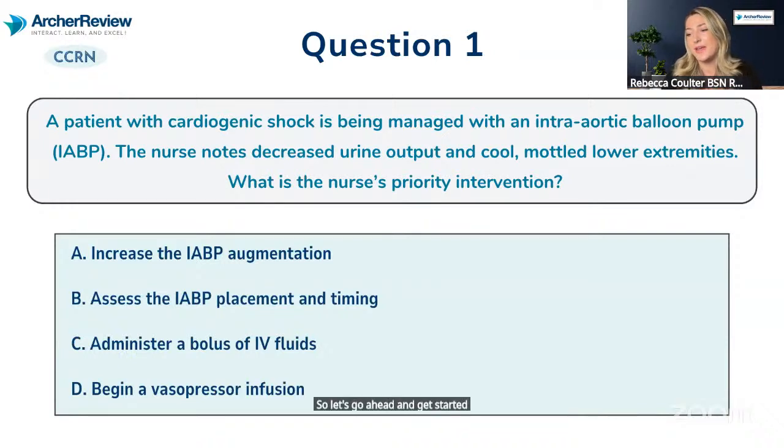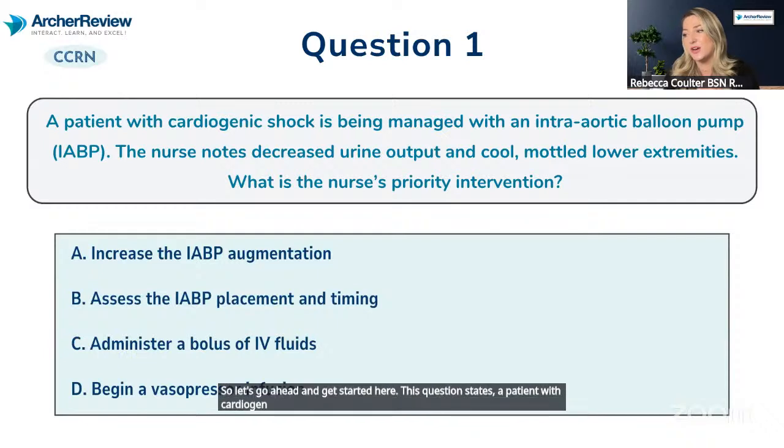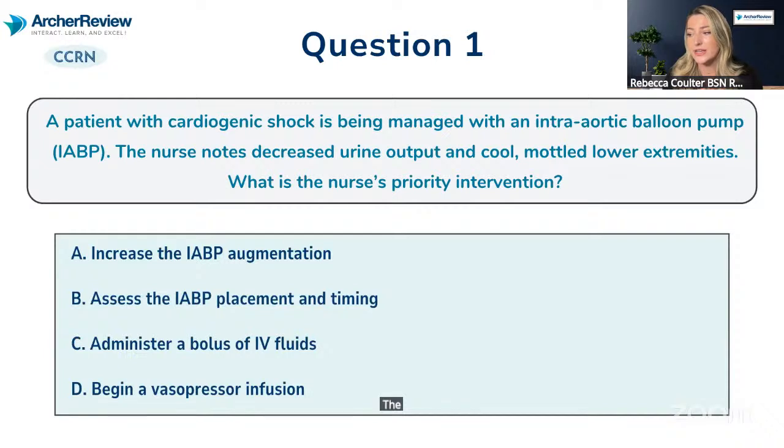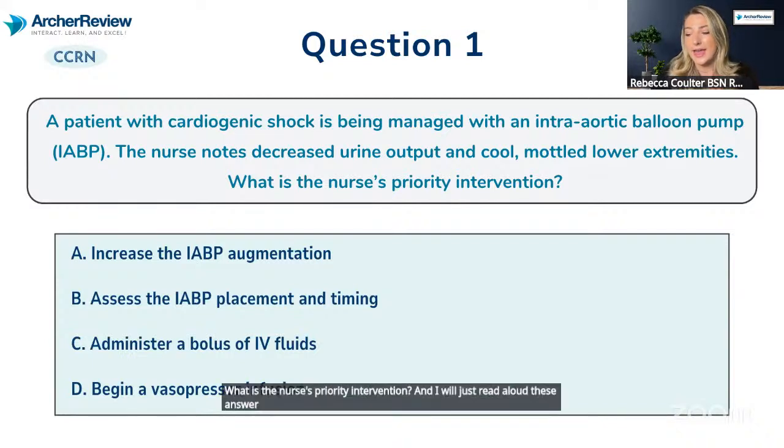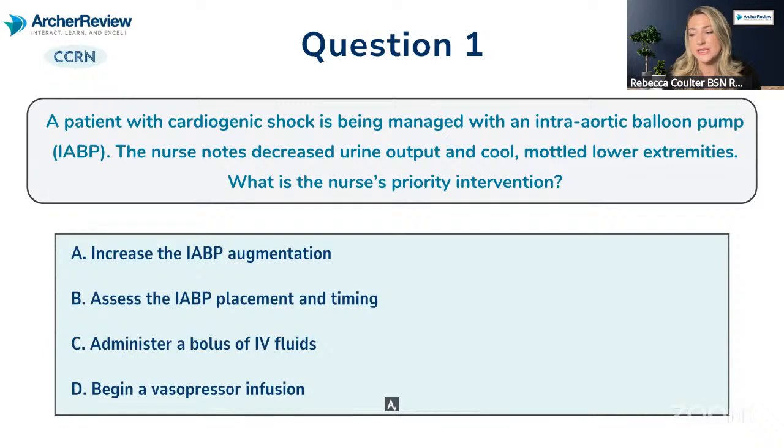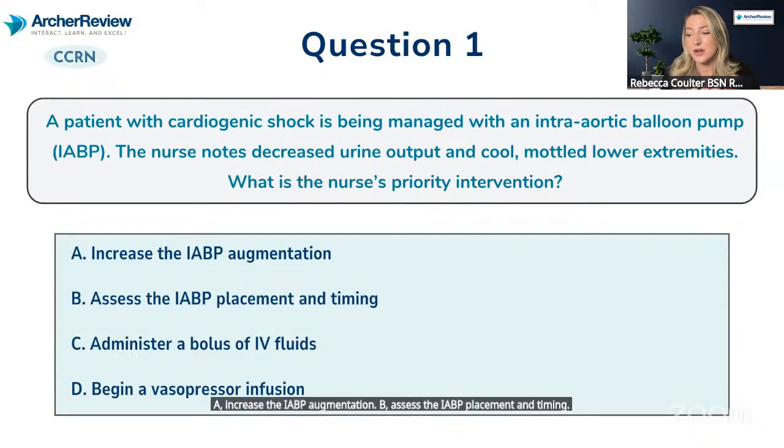This question states, a patient with cardiogenic shock is being managed with an intra-aortic balloon pump, or an IABP. The nurse notes decreased urine output and cool, mottled lower extremities. What is the nurse's priority intervention? And I will just read aloud these answer choices here. A, increase the IABP augmentation. B, assess the IABP placement and timing. C, administer a bolus of IV fluids. Or D, begin a vasopressor infusion.